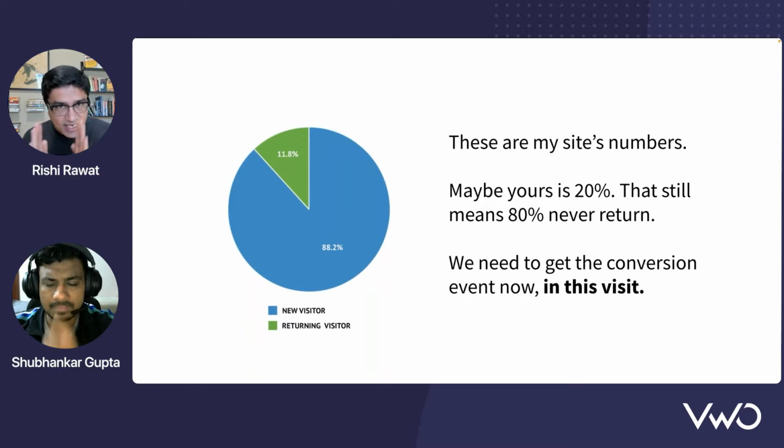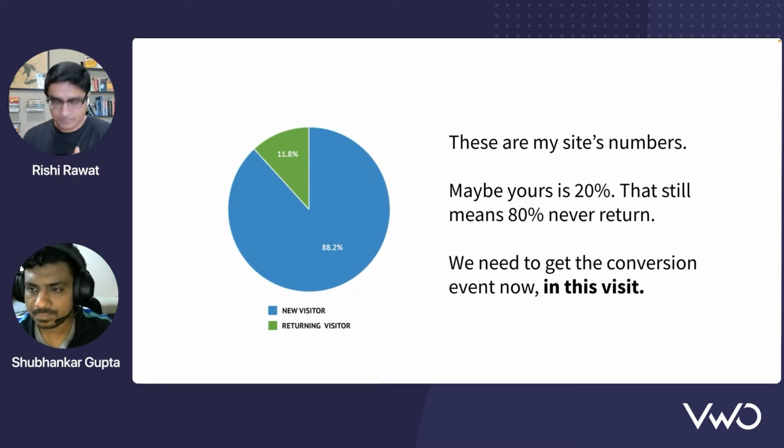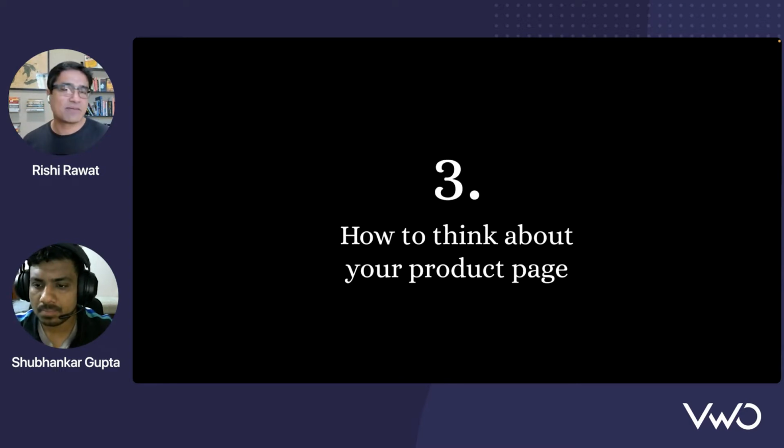Again, this is the lens through which I'm looking at the problem. And this is how we optimize conversion rates. So how should we be thinking about our product pages? In the next couple of slides, I'm going to talk about different mental models to think about your product page.